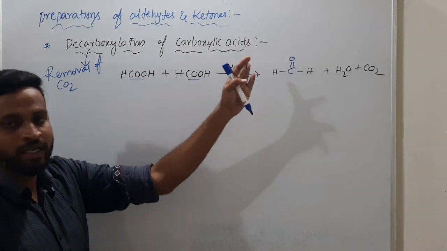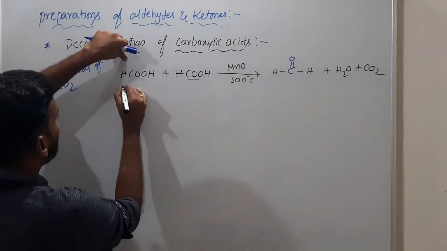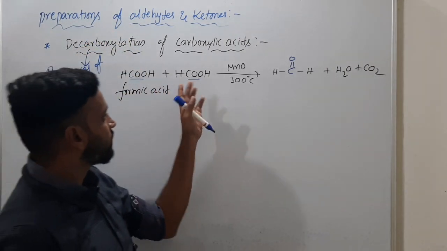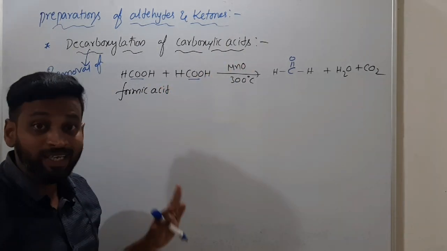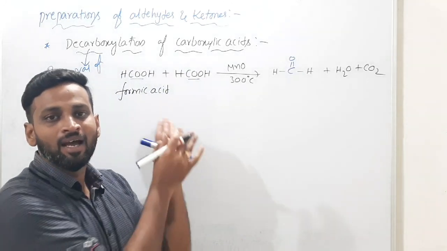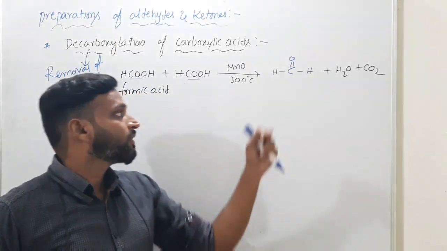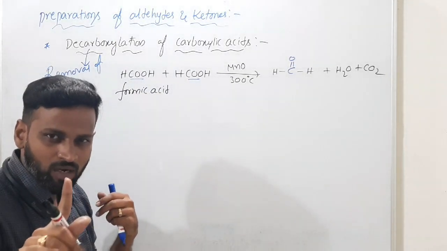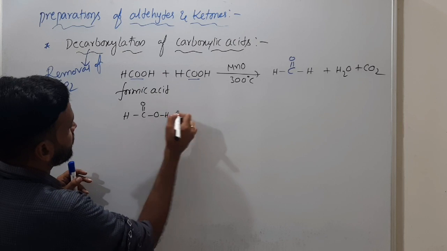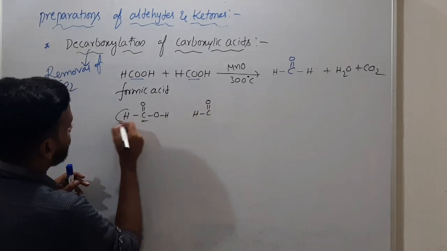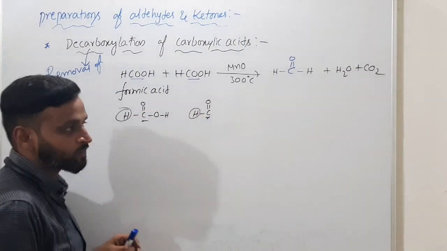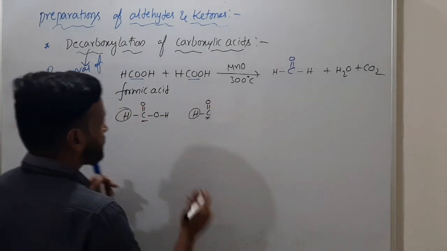So formic acid on heating with MnO. What acid is it called? This is called formic acid. Formic acid on heating at 300 degrees Celsius in the presence of manganese oxide, what is the product? In formic acid the group is HC double bond O OH. For C double bond O, what group is there? HC double bond O, H is the product. The remaining is H2O and CO2.